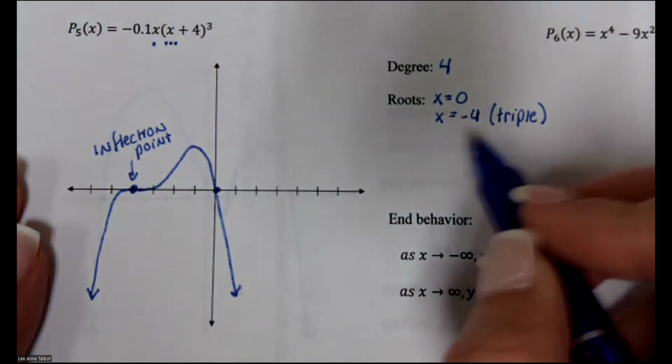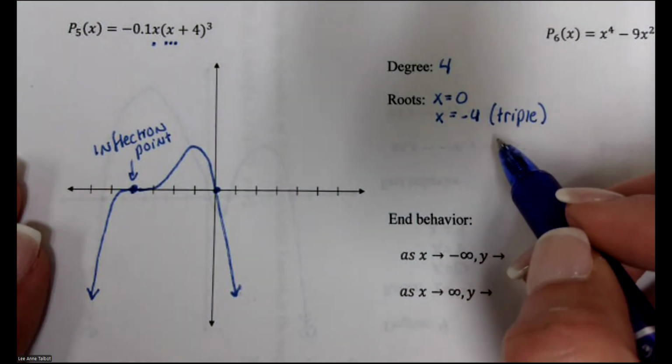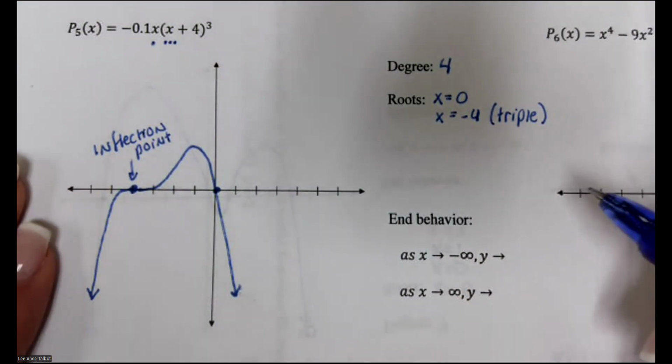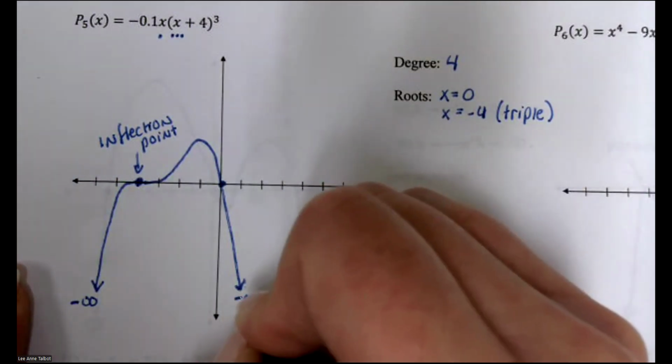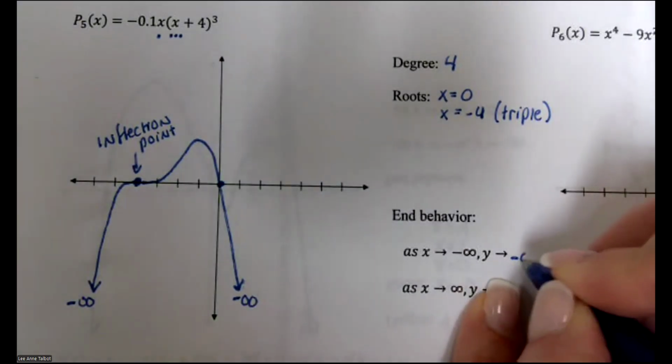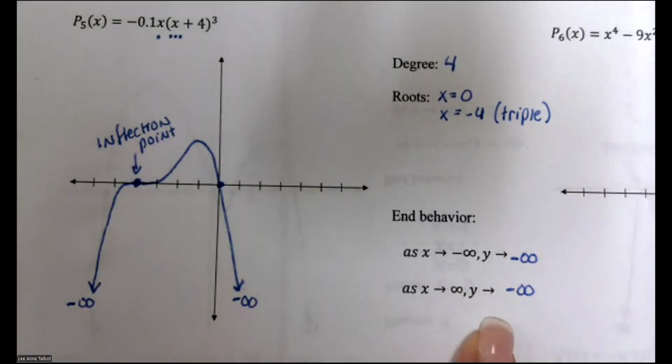Do you guys remember? They're on the cubics. And why would that make sense? Because that root is a triple, which is a cubic. Okay. Left arrow is going down, right arrow is going down, left arrow down, right arrow down.